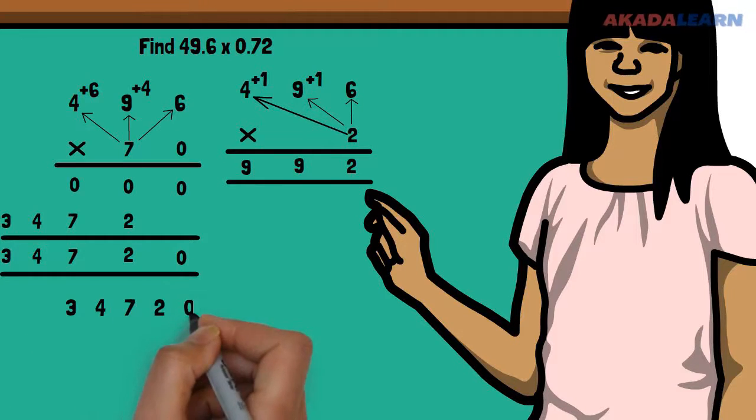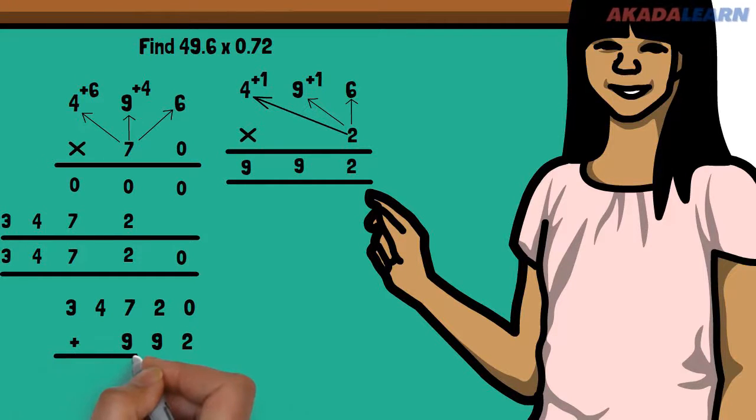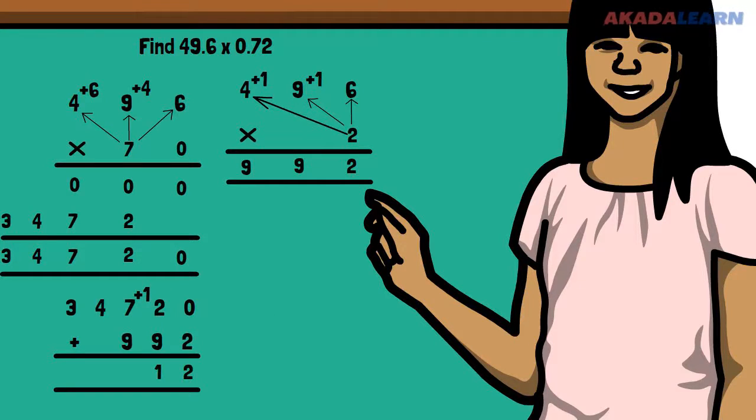So that's 34720 plus 992. So let's add them together. 0 plus 2, that's 2. 2 plus 9, that's 11. 1 plus 1 up there. So 7 plus 9, that's 16, plus 1, that's 17. So 7 plus 1 up there. That's 4 plus 1, that's 5. And then we have 3.